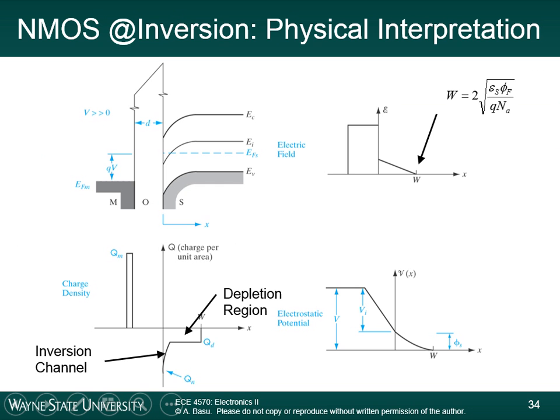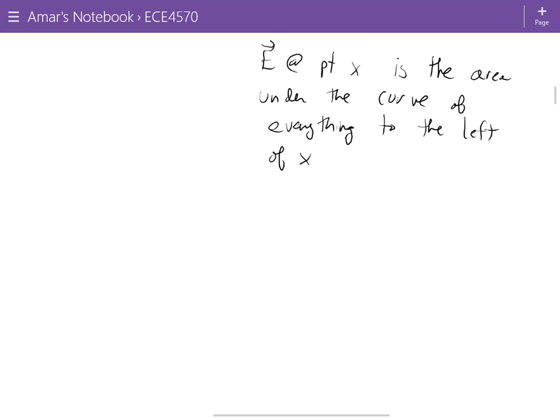Now, if we want to find the electrostatic potential, it is the integral of the electric field. So phi is the integral of E of x, integral from negative infinity to x. Same idea.